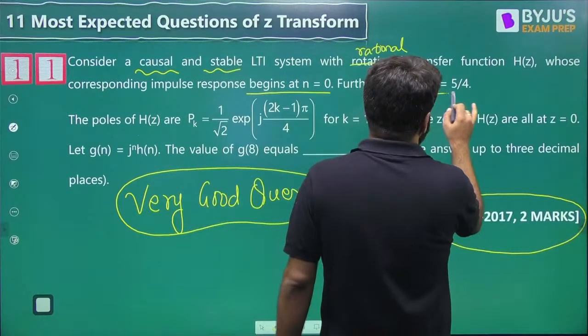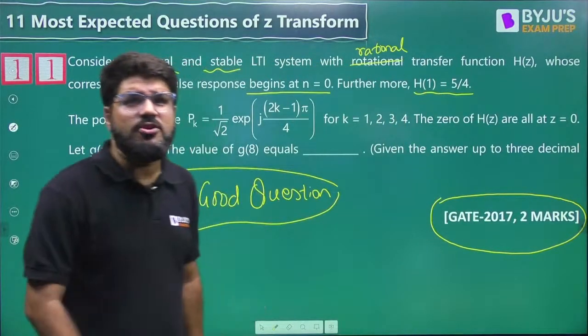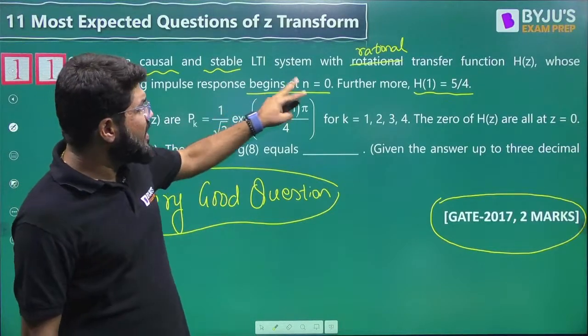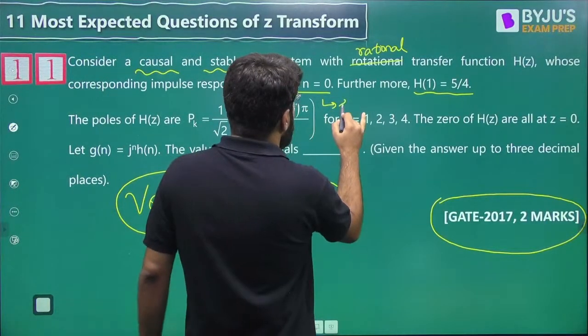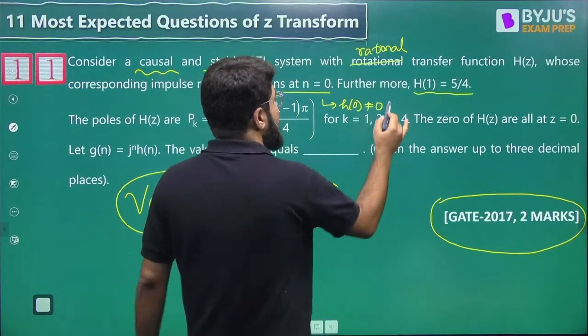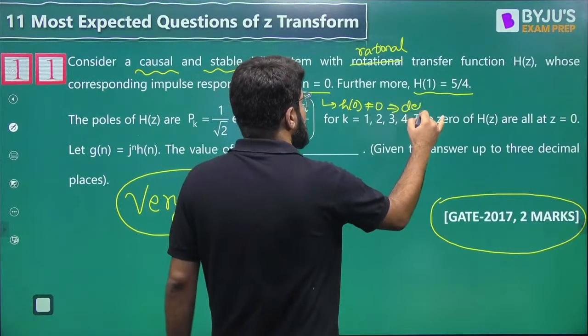Further, h of 1 is equal to 5 by 4. Where do you use h of 1? The impulse response begins at n equal to 0, so h of 0 will be non-zero. H of 0 non-zero means I told you something.